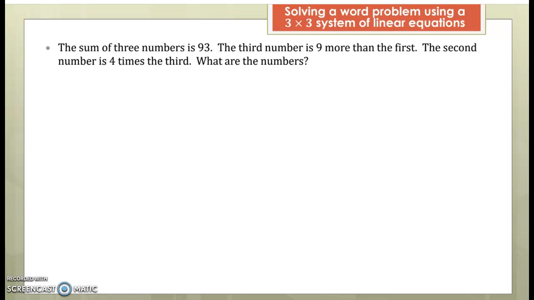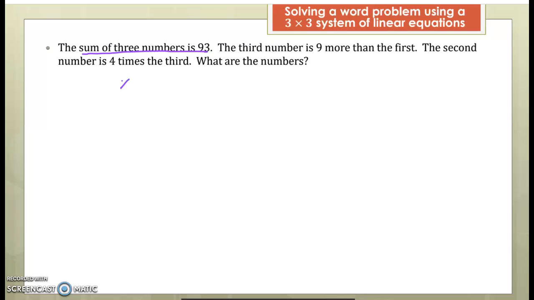Hey everybody, in this video we're going to talk about solving a word problem using a 3x3 system of linear equations. Sometimes we have word problems where we're just dealing with numbers, and sometimes we have word problems where there's more of an application. So let's take a look at this first problem type where it says the sum of three numbers is 93.